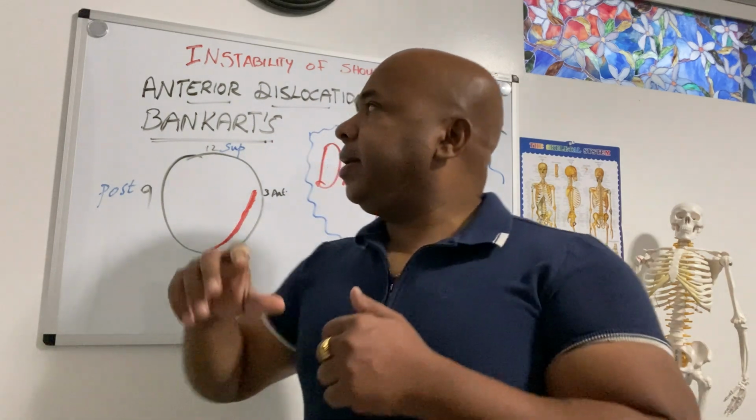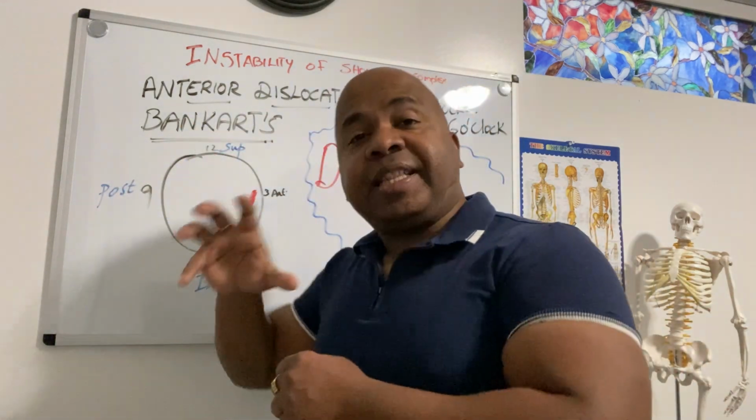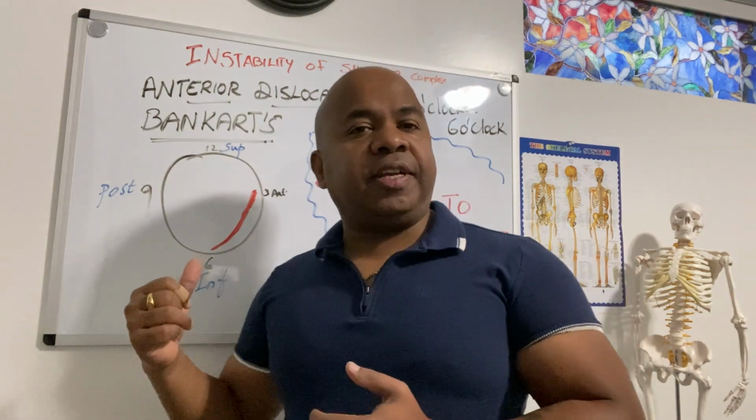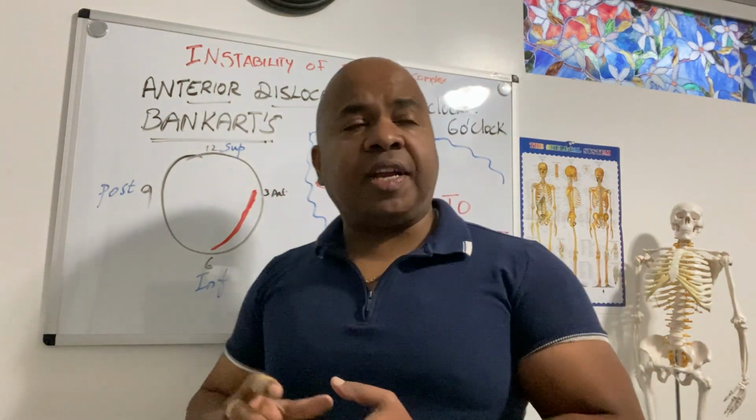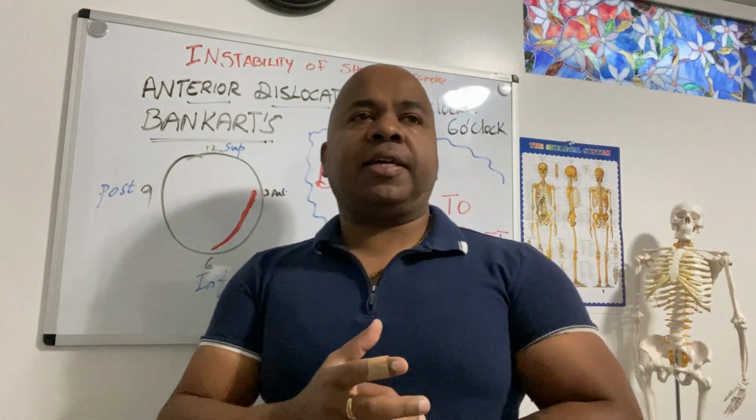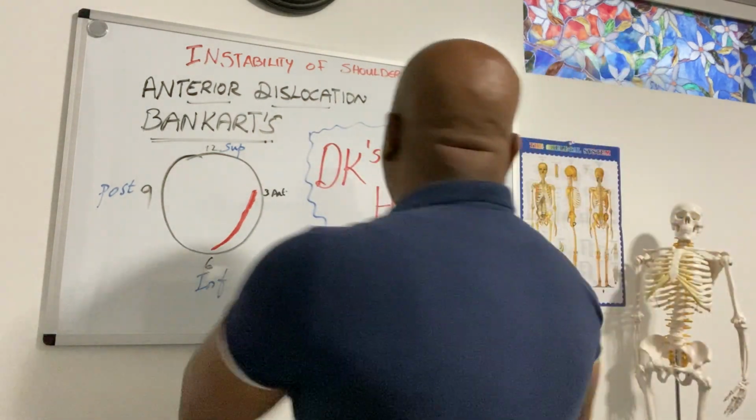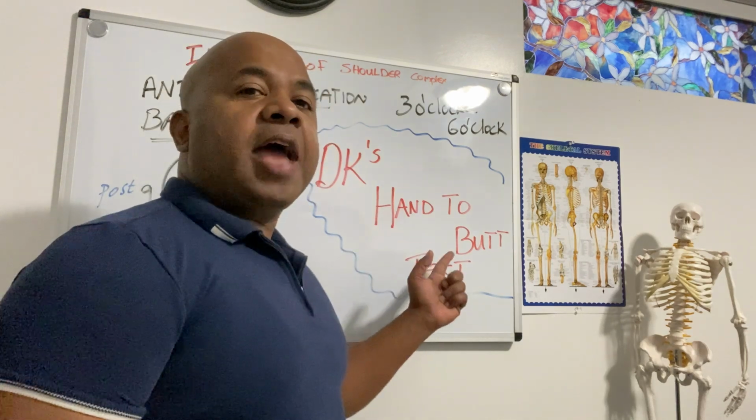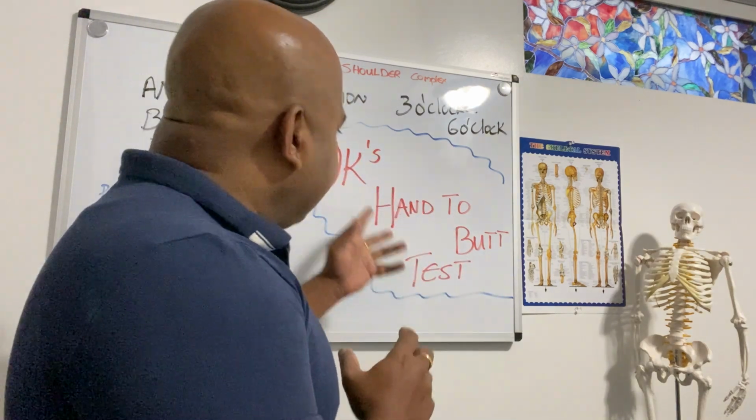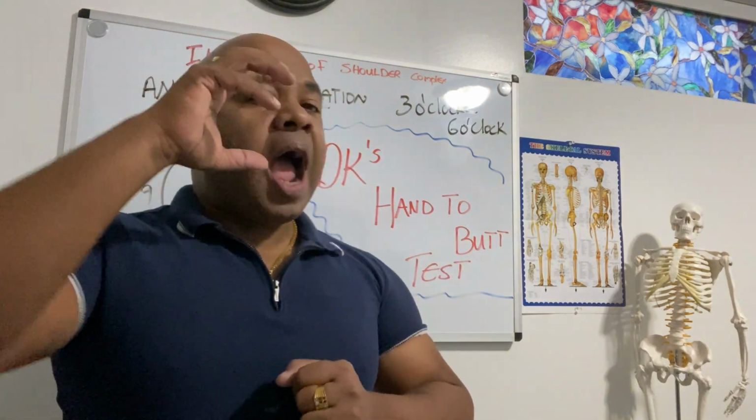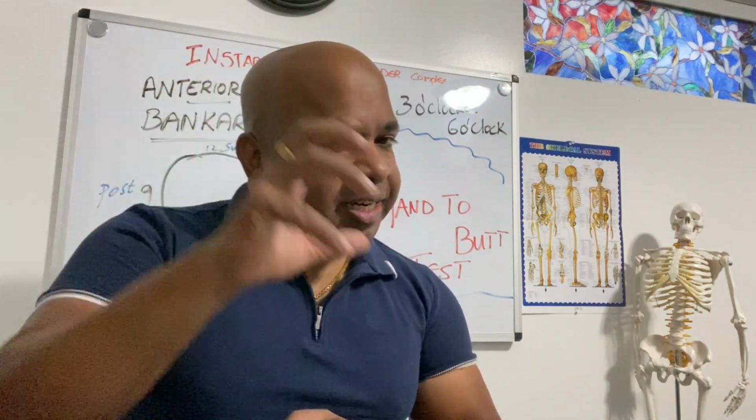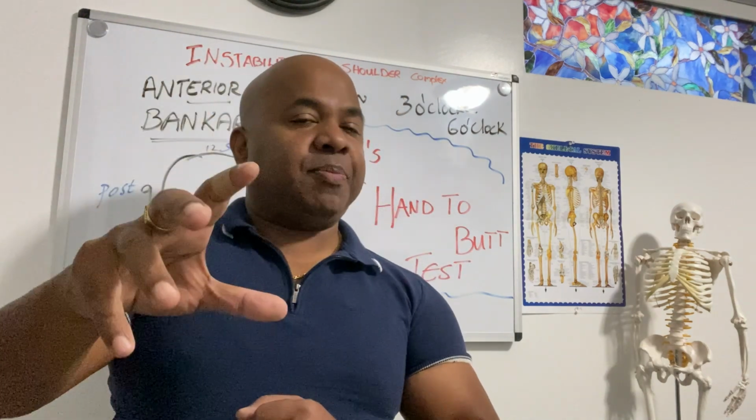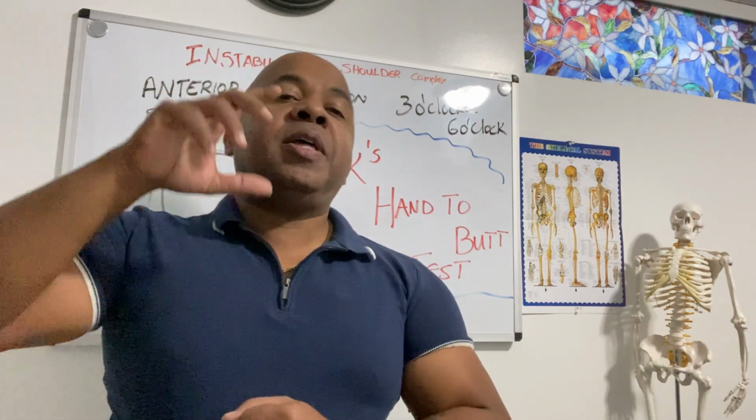So when I looked into the mechanism of injury and the type of injury occurring in Bankart lesion, and analyzed the pathomechanism and biomechanics of Bankart lesions, I formulated a test called DK's hand to butt test. In this test, I try to actively compress and provoke the anterior inferior aspect of the glenoid labrum, so that when you do this movement, the pain worsens.